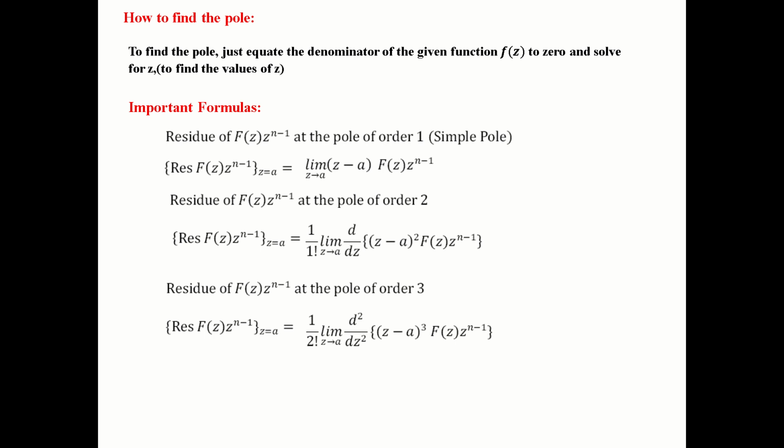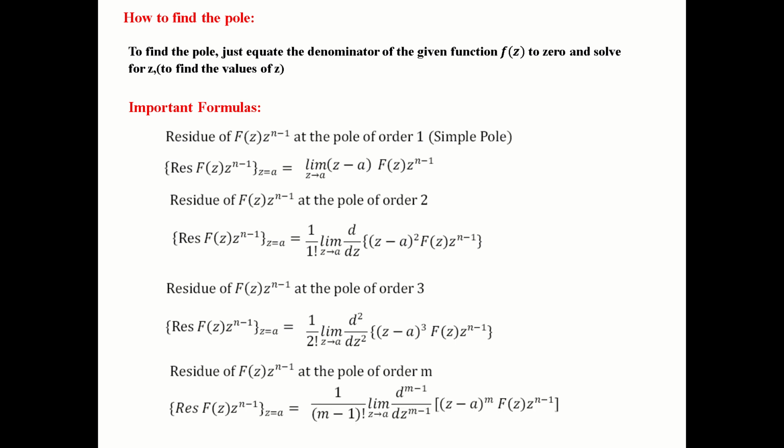In general, if z equals a is a pole of order m, then the residue of f of z into z power n minus 1 is equal to 1 by (m minus 1) factorial, limit z tends to a, d power m minus 1 by dz power m minus 1, the (m minus 1)th derivative of (z minus a) power m times f of z times z power n minus 1.